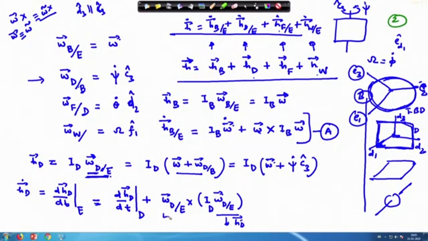So this is the way we have written it. You have to particularly take care of the terms while I am writing here, this is omega_D/E. If we look at this place, this was omega. So this is the difference which we have to take care of, because now you are considering this particular frame with respect to the E frame, each of them made as a free body diagram. So in that case this is the way you will write. Now H_D is given to be this quantity, so we can expand it in the next step.